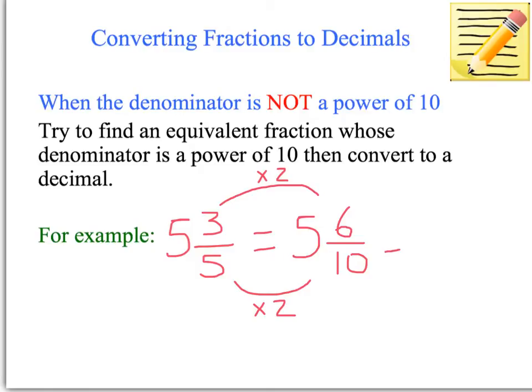I know that the whole numbers will go to the left of the decimal point. So 5 point. And then I know because it's tenths, I know the 6 will go in the tenths column. So it'll be 5.6 as the decimal.